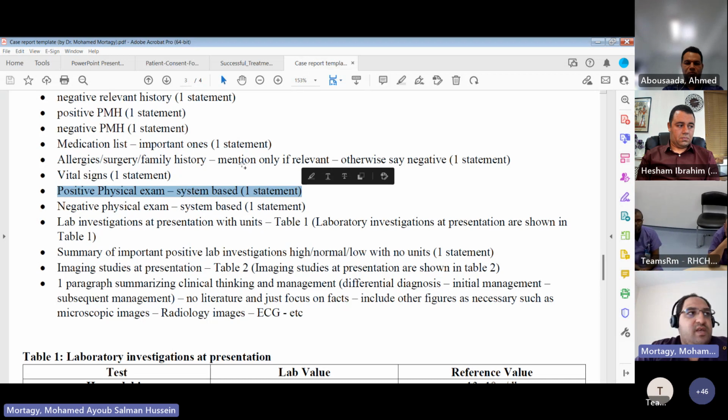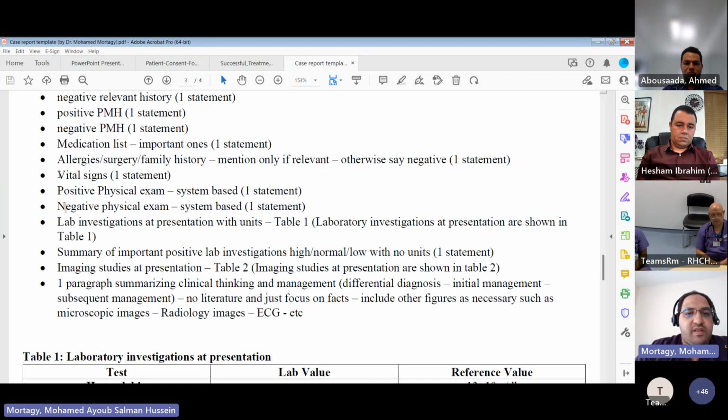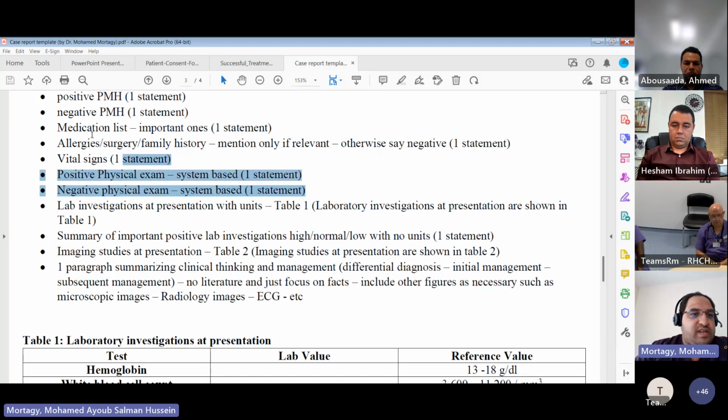for the positive findings. Let's say this patient had rash or splenomegaly or hepatomegaly or whatever, and negative physical findings that the patient did not have, like he didn't have crackles, he didn't have edema, something that's related to the case. You don't have to mention the whole exam, just one statement of positive findings, one statement of negative findings. So that will be your physical exam. It can be done in one paragraph as well.